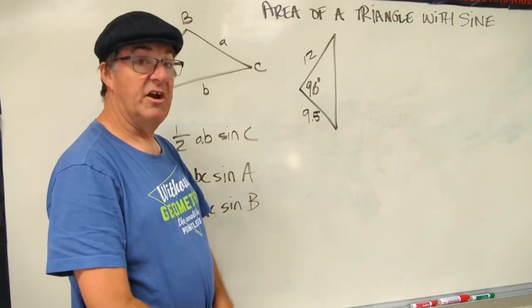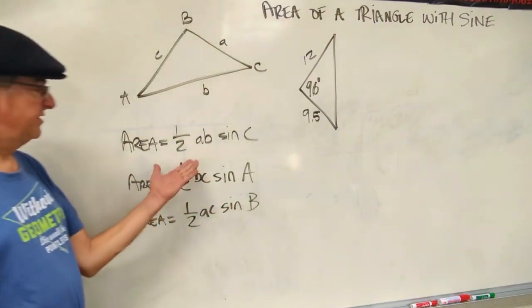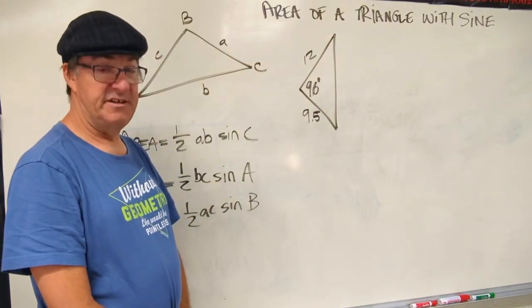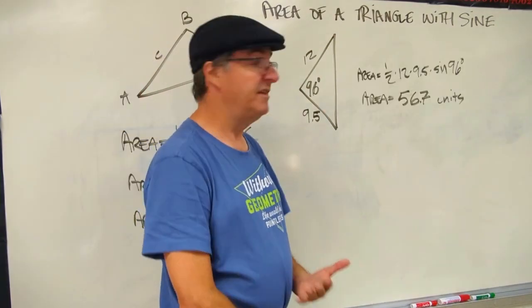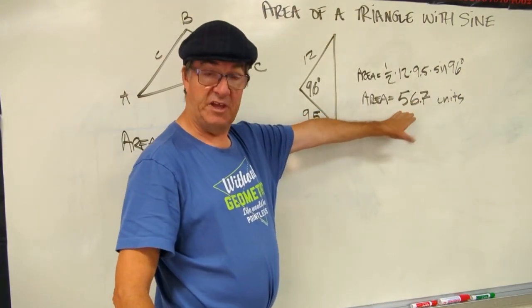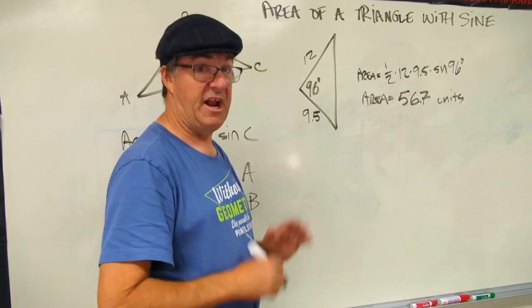Okay, find the area of that triangle using this formula here. Go ahead and do your plug-in step and take that all the way through to the end, then come back. All right, let's see how you did. When I do that calculation, I get 56.7 units. So if you can't get that, stop the video, give that another shot.